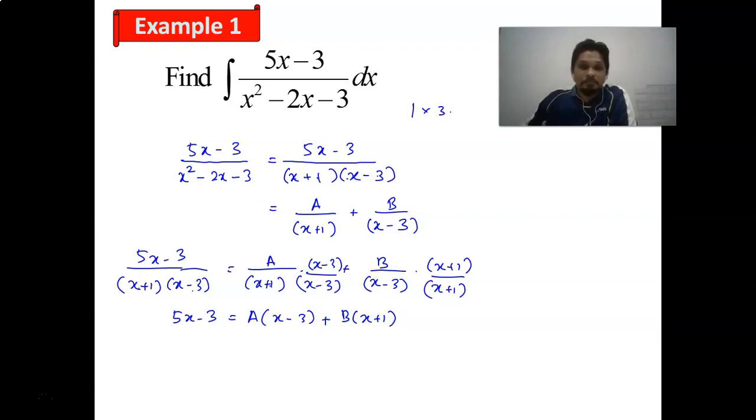Okay, now let x equal 3. 3 minus 3 equals 0. So 3 times 5 equals 15, minus 3 equals 12. This is already 0 here. Then 3 plus 1 equals 4, so 4b. Then b equals 12 divided by 4, which is 3.